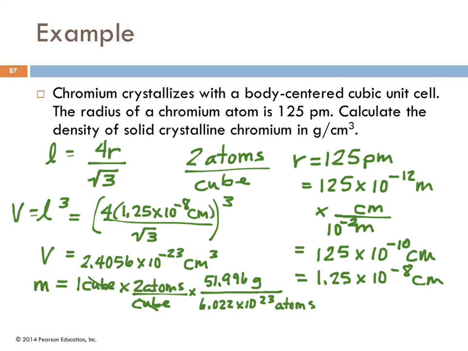So I've got 2 times 51.996 divided by 6.02 times 10 to the 23rd. And I'm getting a very small number here as well. It's okay. It's good, actually. 10 to the minus 22 grams.